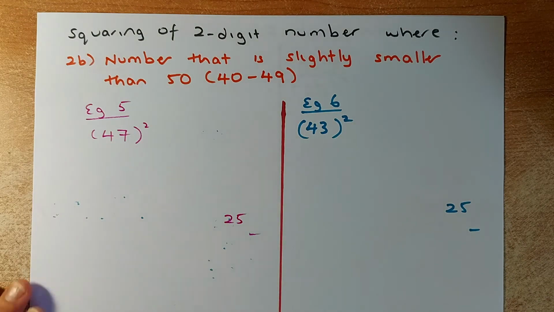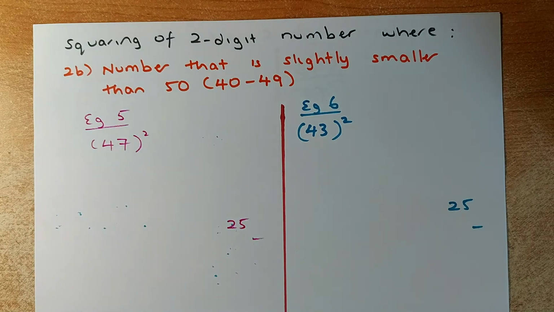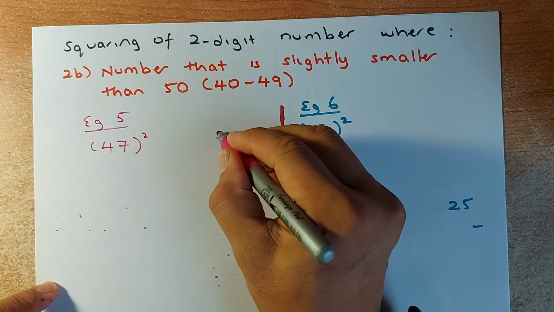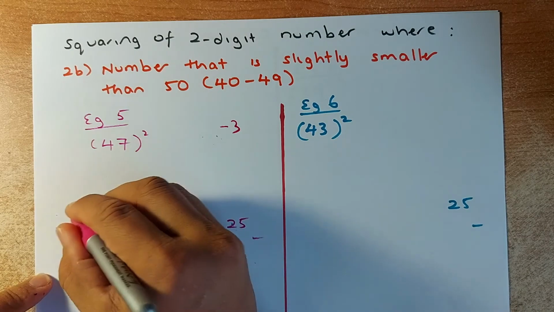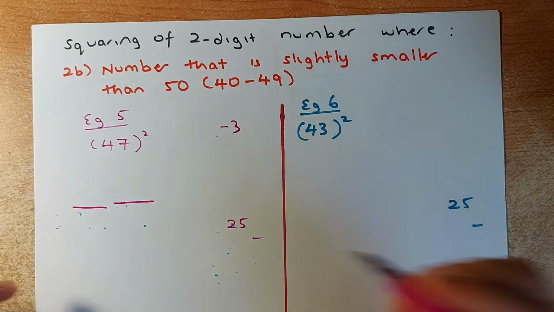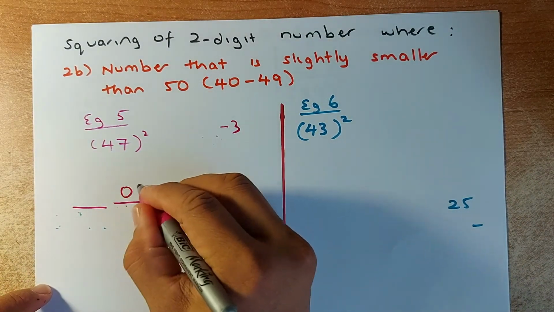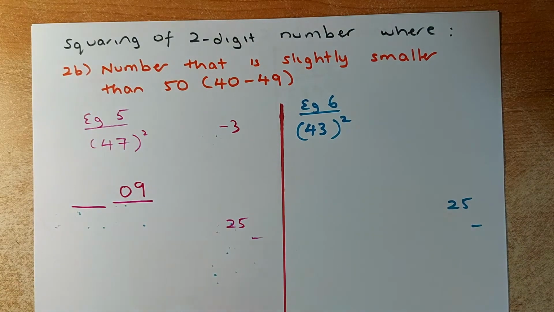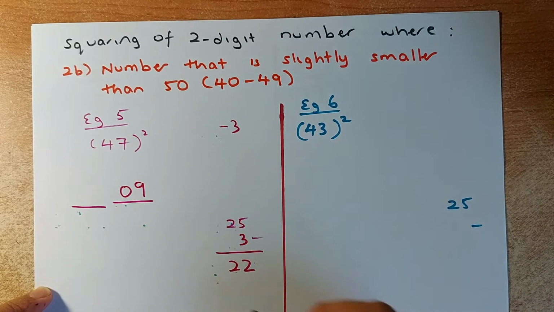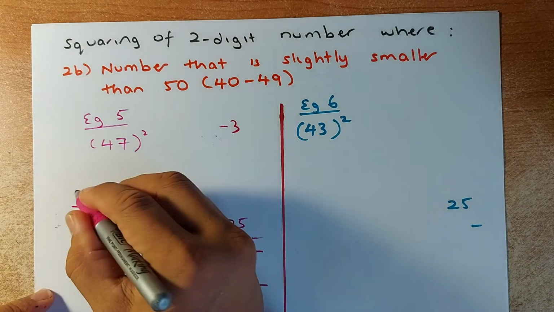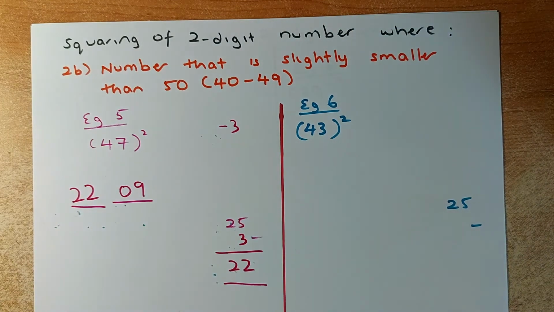Now we are going to do slightly less than 50. So for 47, 47 minus 50 is going to be minus 3. You find the last 2 digits: minus 3 squared is going to be 9. Instead of 9, you put 09. It has to be a 2-digit number. And now you're going to subtract 3 from 25, which is 22. You put it down over here, and the answer is 2209. Amazing, isn't it? Great.